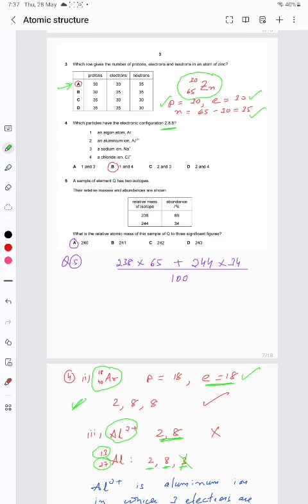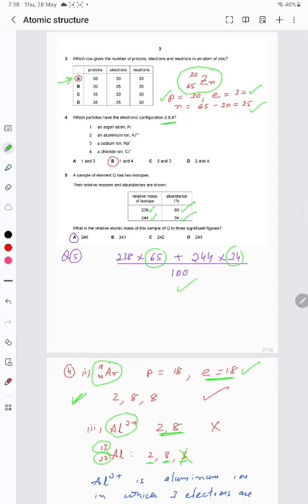Next question. A sample of element Q has two isotopes. These are the relative atomic masses and their abundance. One is 65% and the other is 34%. Now if abundance is given to you, then how can you find the relative atomic mass? It's simple. Multiply their masses with the percentage and then divide by 100. So the correct option is A.